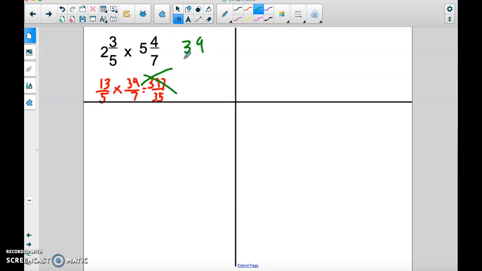Do not use a calculator, y'all. You know I don't want you doing that. Use this time to practice your standard algorithm as well, and then solve it correctly, right?